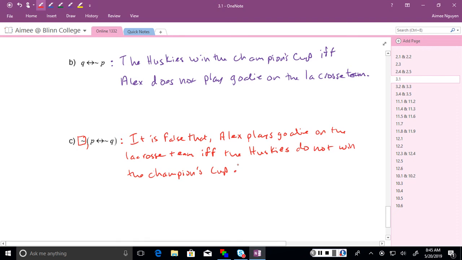So again, be very careful. Negation on the outside of parentheses is going to be a negation of the entire statement coming after it. So we have it is false that, it is not true that, it is not the case that, something like that. That means that everything that comes after is not true, right? Then we have the comma to show that we are going to put everything after that in parentheses.